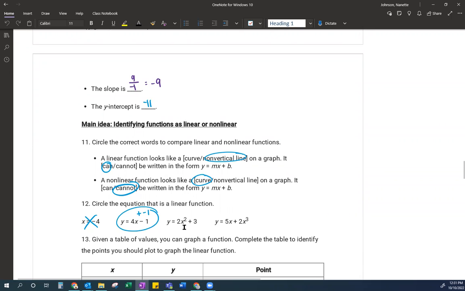Y equals 2x squared plus 3. You didn't say anything about squared, Ms. Johnson. That's right, because that's not a linear function. And y equals 5x plus 2x cubed. Ms. Johnson, you didn't say anything about that. Yeah, that's right. You didn't.